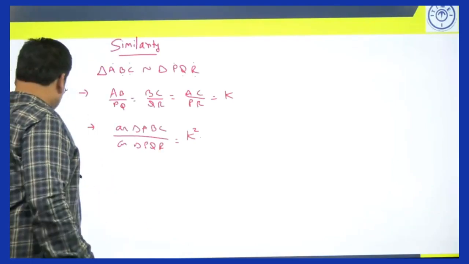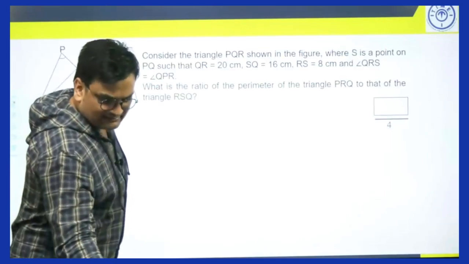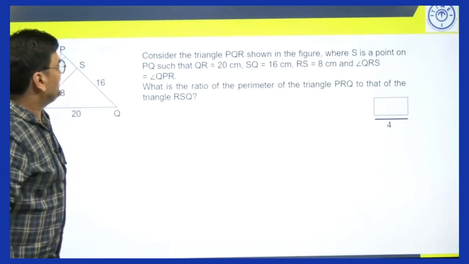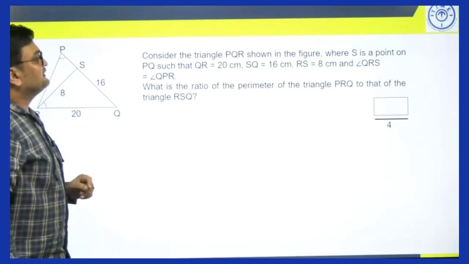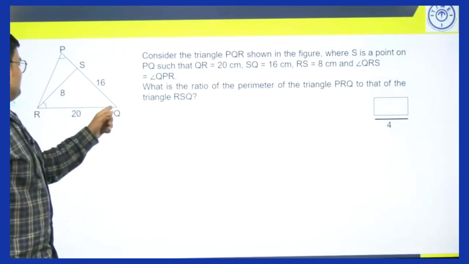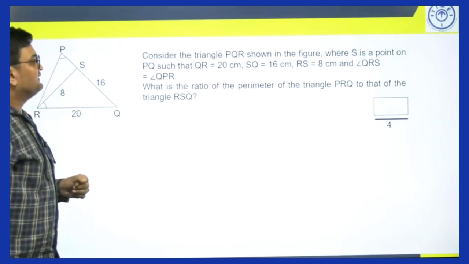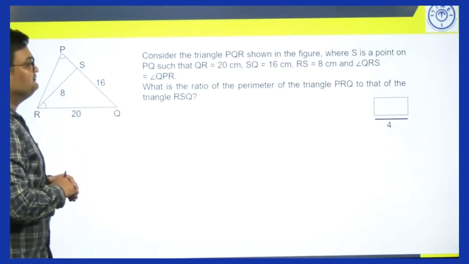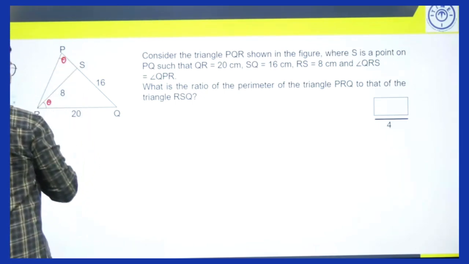So now after this basic understanding of similarity, let us enter the question. Let's solve it. Consider the triangle PQR, where S is a point on PQ such that QR is 20, SQ is 16, RS is 8, and angle QRS is equal to angle QPR. So if this is theta, this is also theta.